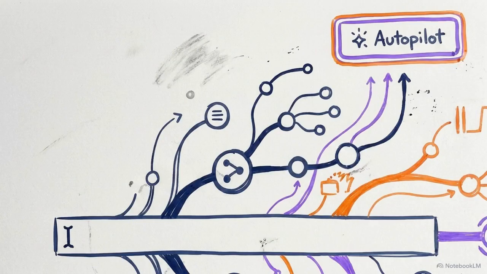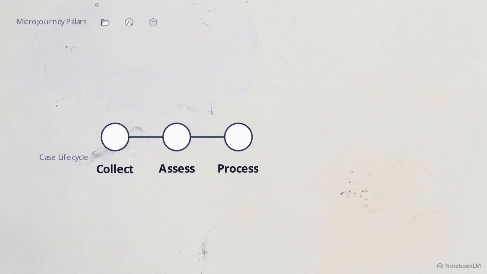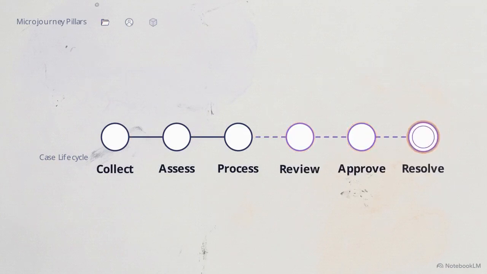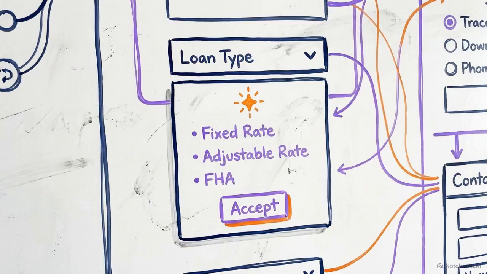To rapidly build out those pillars, you can activate Pega Autopilot inside App Studio. By reading the context of your business objective, Autopilot analyzes your workflow and suggests additional stages and steps to complete the case lifecycle. When you create a new data field, Autopilot instantly suggests logical picklist values, ensuring clean data entry rules right from the start.